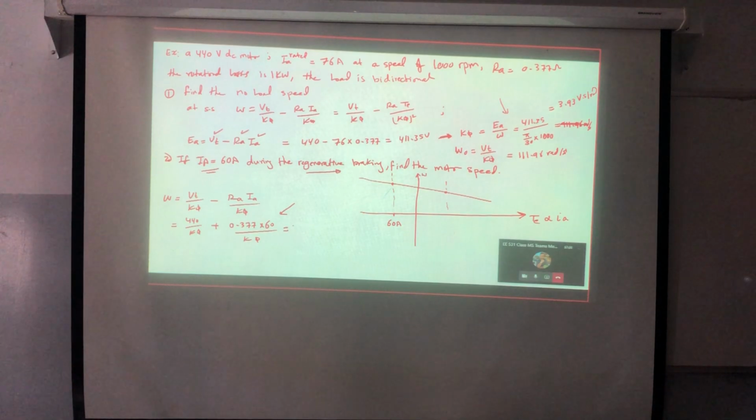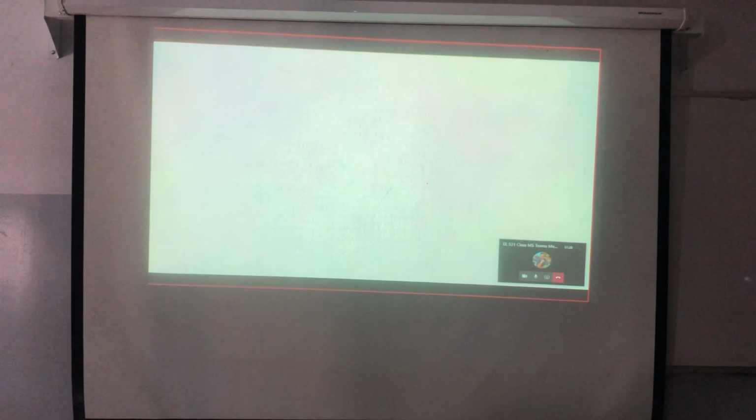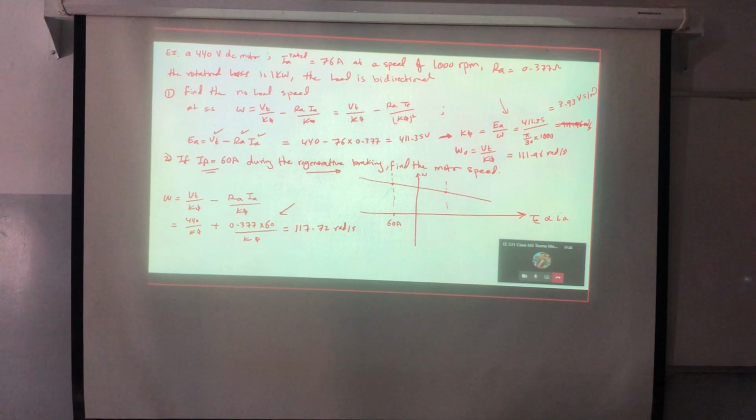So if I do the math, this will equal 117.72 rad per second. And this is correct because the load speed was 111.96. So the speed at this point is 117.72. Now what else do I need?